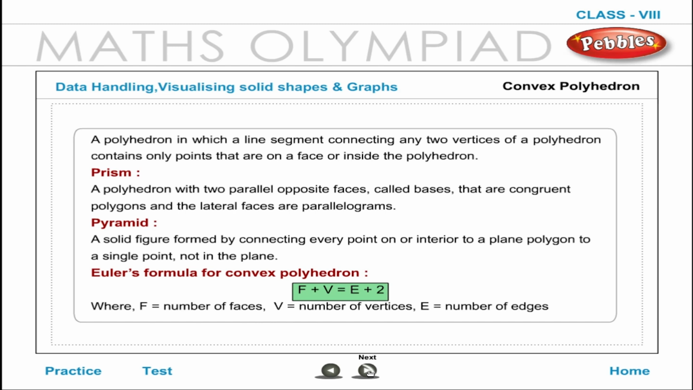Euler's formula for convex polyhedron. F plus V is equal to E plus 2, where F is the number of faces, V is the number of vertices, and E is the number of edges.